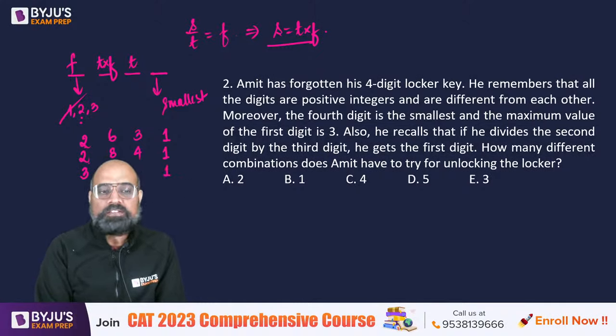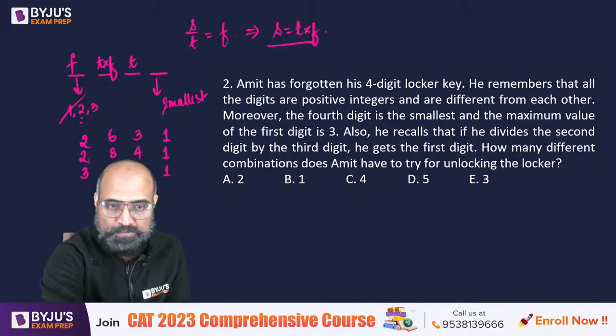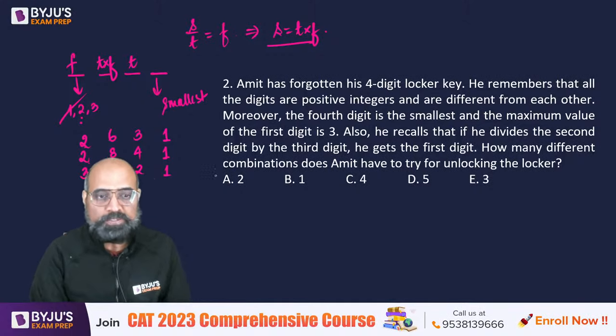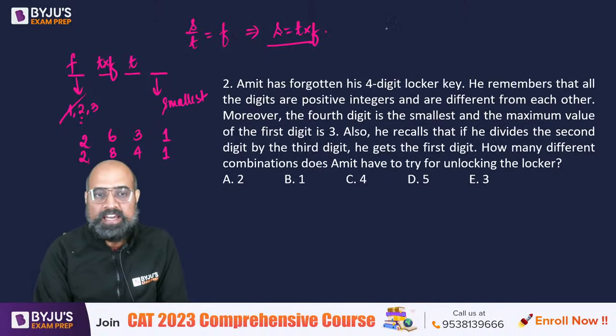If this is 1, then I cannot take 1 or 3 as the third digit. The minimum I can take is 2, so that this is 6, right? Or let me just see if it's visible. No, it's not visible here, so I will write it above. So we can have 3, 6, 2, and 1.